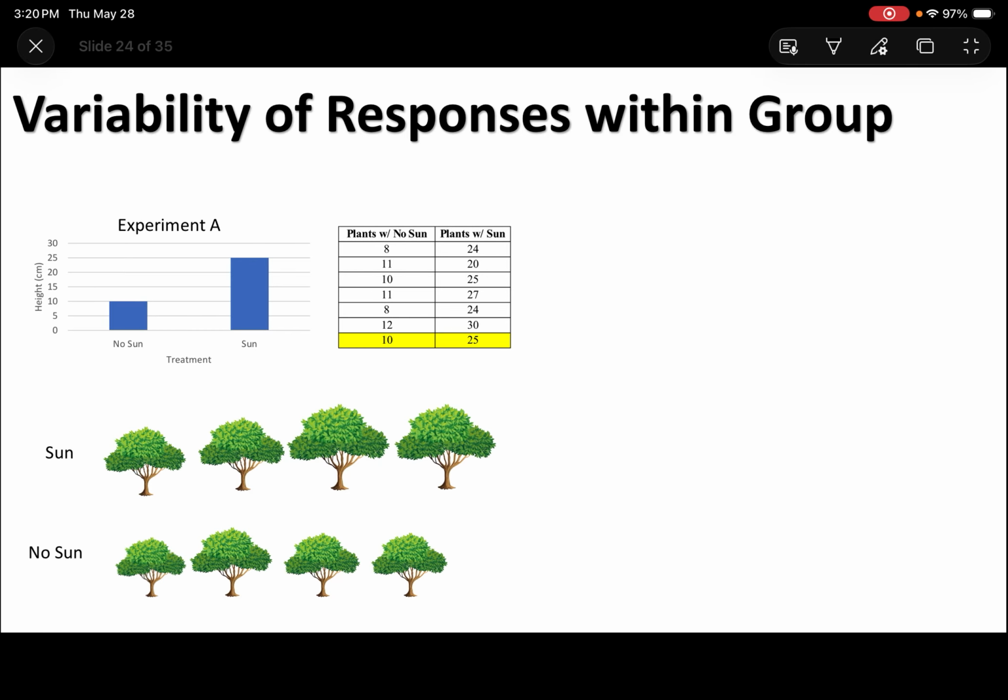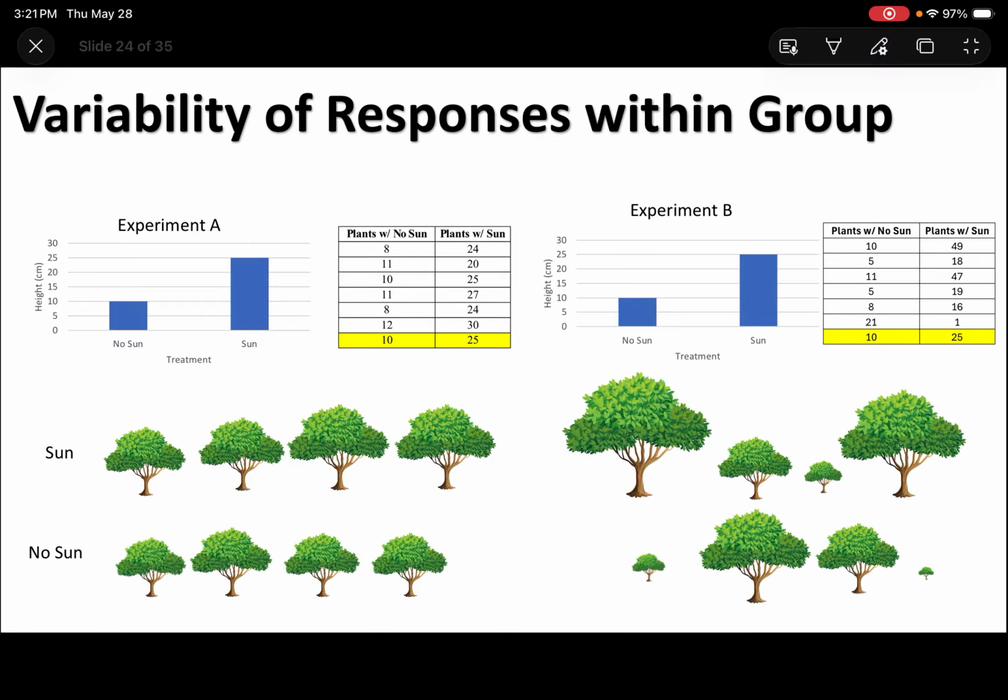So another way to show this, and I'm going to use another example here. Let's imagine we're running another experiment and we're interested in how big these plants are getting, and we're exposing them to sun or no sun. So let's say we do this experiment, we look at 4 plants. We take 4 plants, we put them in the sun, we take another 4 plants and put them in no sun, okay? And we can calculate the average height that they grow. However, if I do this experiment again, what if I see this? My averages are still the same, but I have a huge amount of variability, okay?